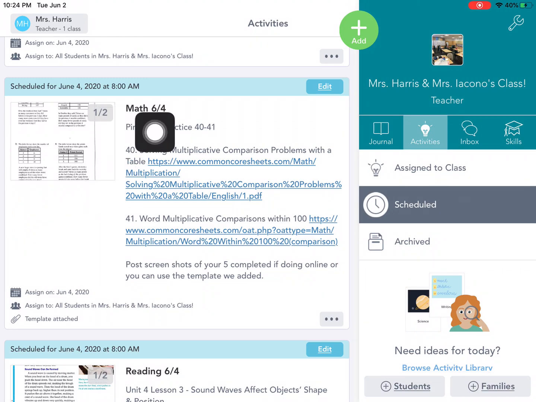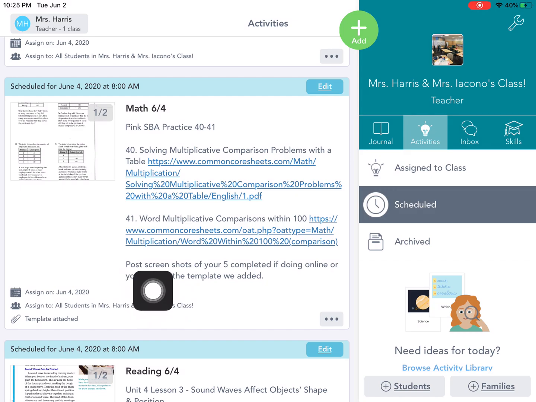Today's math is June 4th. We are just starting our pink SBA practice. These have gotten a little more difficult, and pink is the most difficult. We're doing just 2 of them today, 40 through 41. Number 40 is solving multiplicative comparison problems with a table, and 41 is word multiplicative comparisons within 100.